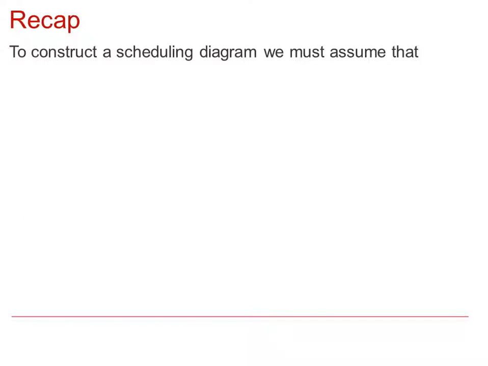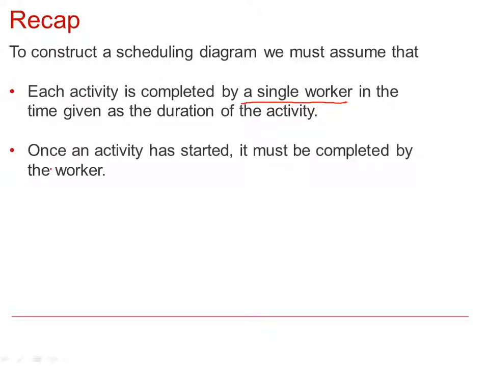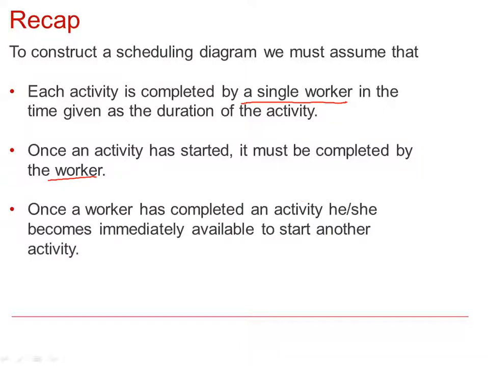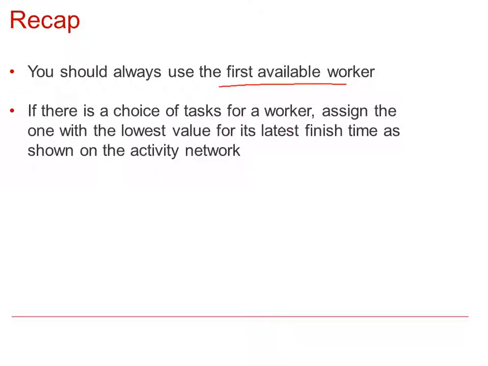So to recap, we must assume that each activity is completed by a single worker. Once an activity has started, it needs to be completed by that worker. And once an activity has been completed, the worker is immediately available to start another. So we should always try to use the first available worker. And if there is a choice of tasks, we must assign the one with the lowest value for its latest finish time.